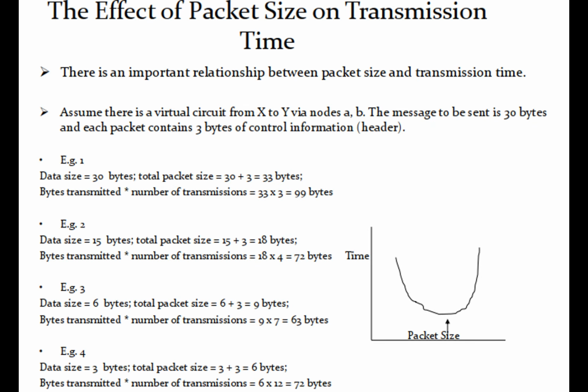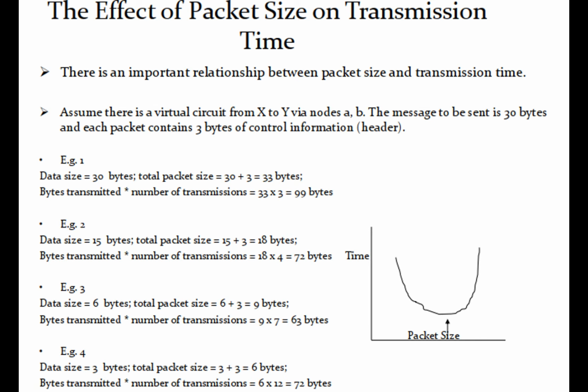The effect of packet size on transmission time. There is an important relationship between packet size and transmission time. Assume there is a virtual circuit from X to Y via nodes A, B. The message to be sent is 30 bytes and each packet contains 3 bytes of control information, the header. For example 1, data size equals 30 bytes, total packet size equals 30 plus 3 equals 33 bytes.